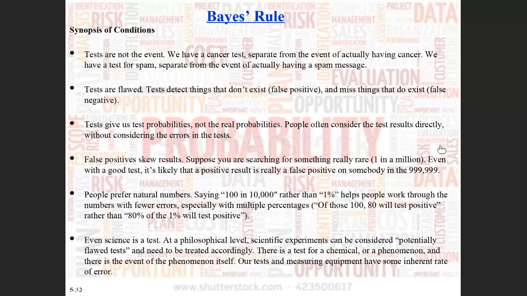So even science is a test. At the philosophical level, science experiments can be considered potentially flawed tests and need to be treated accordingly. There's a test for a chemical or a phenomenon, and there's the event of the phenomenon itself. Our test and measuring equipment have some inherent rate of error. That is very important. No matter what somebody tells you, there are no tests that are 100% accurate. That is also referred to as the margin of error.